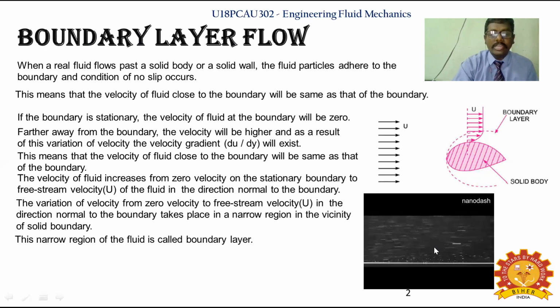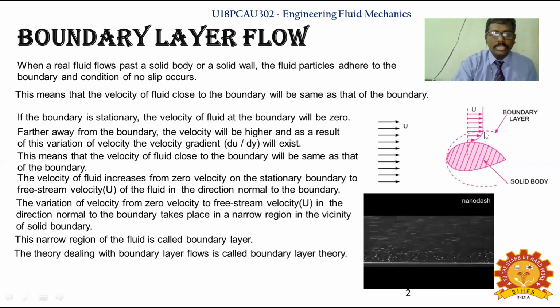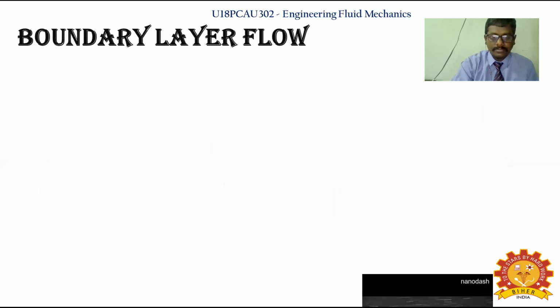That narrow region is what we call the boundary layer. It is an imaginary narrow region; you cannot see it directly, but imagine a narrow region of fluid. That fluid is what we call the boundary layer. Up to that region, the velocity goes from zero to maximum velocity. Then it continues with a constant free stream velocity. This is what we call the boundary layer theory.